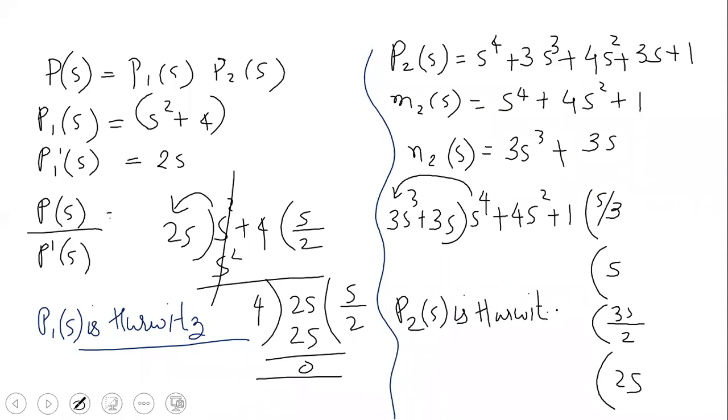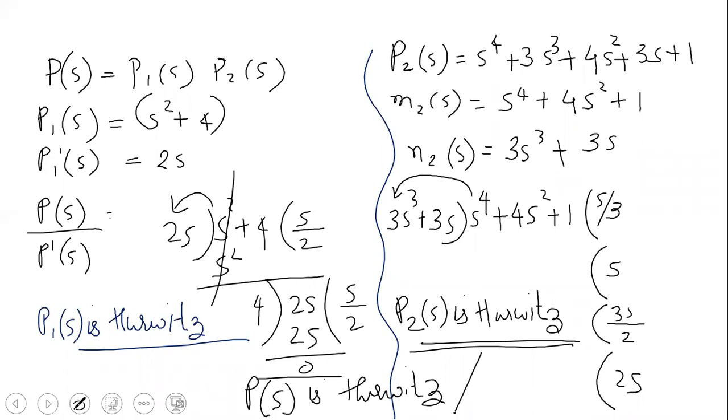Once you get that P1 of S and P2 of S are Hurwitz, then we can conclude that our polynomial P of S is Hurwitz. Even if one of them is not Hurwitz, then the polynomial becomes not Hurwitz. So this is how you do it. I hope you've understood the technique.